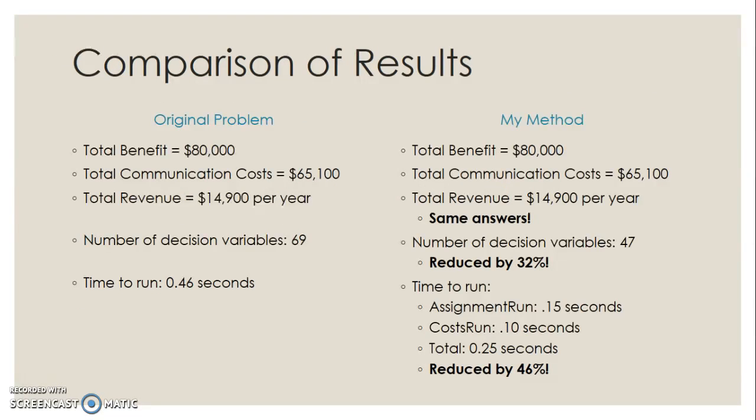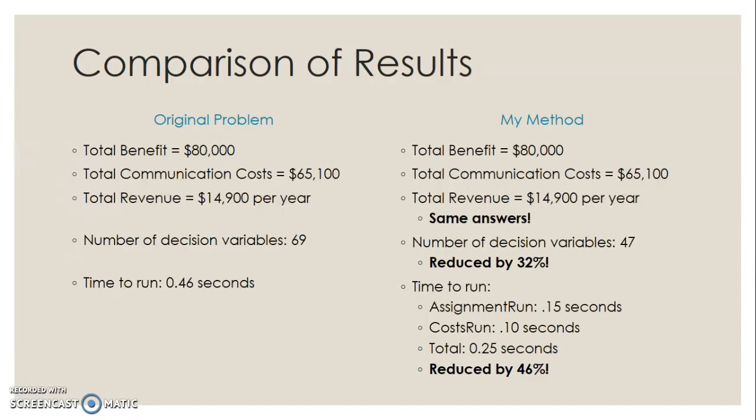So just to compare the results, the original problem, the total benefit was 80,000. The total communications costs were 65,100, and the total revenue per year was $14,900. And that's the same that I got with my model, my method. They used 69 decision variables, and my model was able to cut that back to 47 decision variables. So I reduced the number of decision variables by 32%.